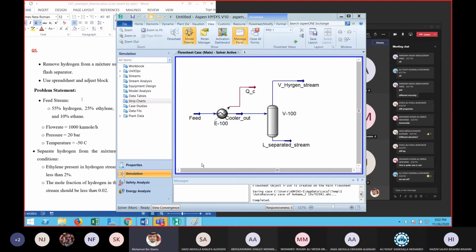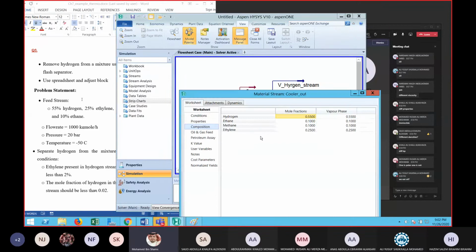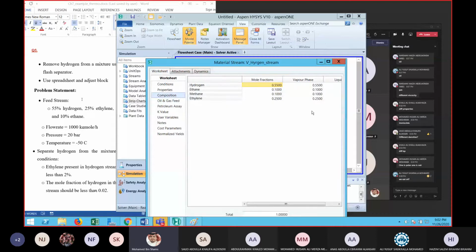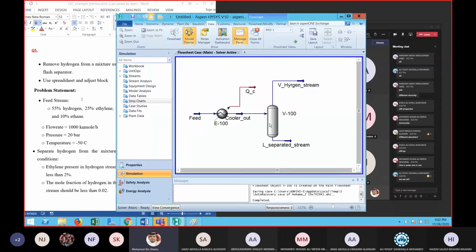We got off topic, but let's return. What was I saying? I was saying that in the stream here we have the whole flow rate. See, 1000 kgmol per hour, and here I have zero, so no separation happened. Another reason is you can see the composition: 0.55, 0.1, 0.1, 0.25. Look here, when you double click and go to the composition, it's the same. No separation happened, so this has no meaning.